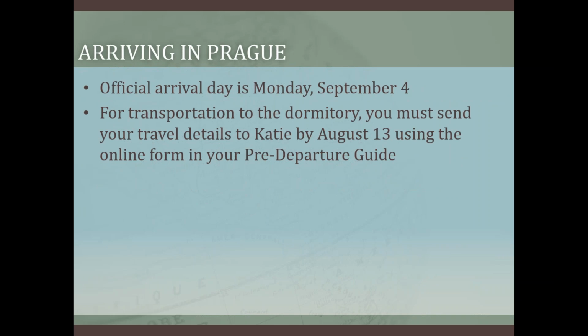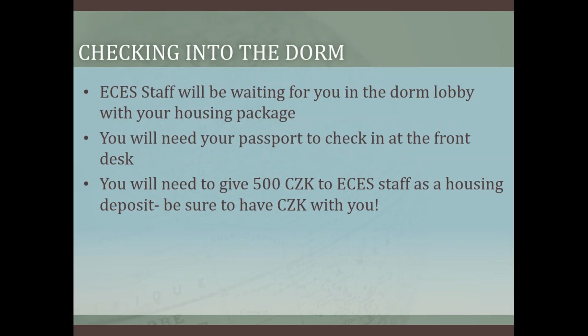Okay, so in terms of orientation, as I mentioned, your arrival day is Monday, September 4th, and if you arrive on that day, you will be provided with transportation to the dormitory. In order to take advantage of this, you just need to send me your travel details by August 13th. There's an online Google form which is linked to in the pre-departure guide, so please use that form to send me your arrival details. If you don't send me your arrival details before August 13th, then I can't guarantee that we'll be able to provide transportation for you because it needs to be booked in advance. So just keep that in mind.